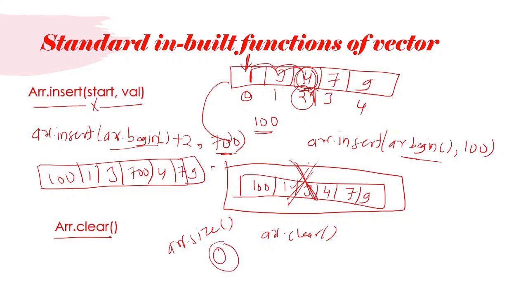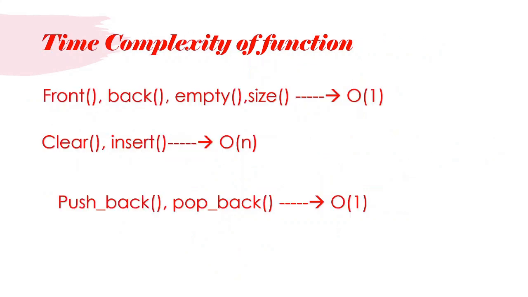So these are all the inbuilt functions we dealt with. I hope you understand each and every single inbuilt function. Now let's check the time complexity of each of them. Front, as we saw, is used to check the element present at the front of an array. Back is used to check the element present at the back of an array. Empty simply gives true or false.